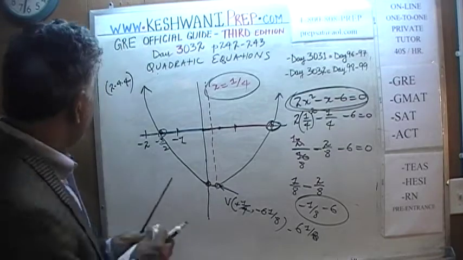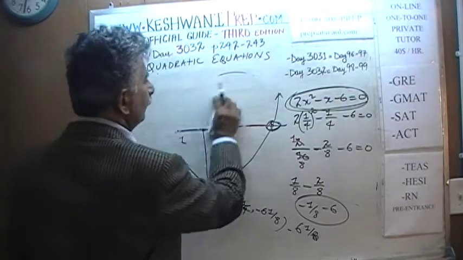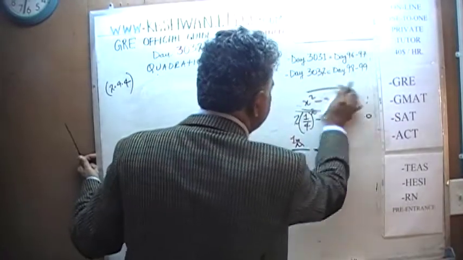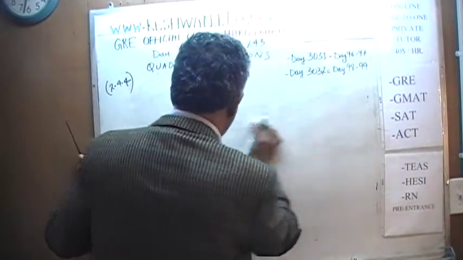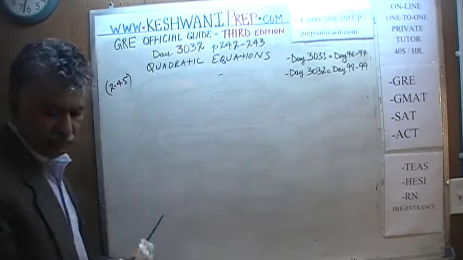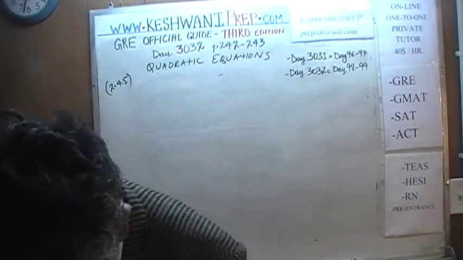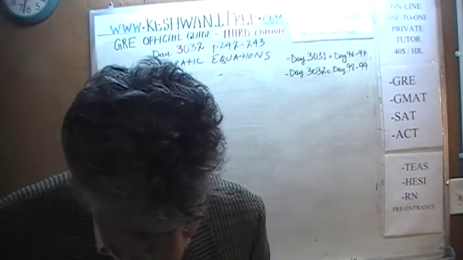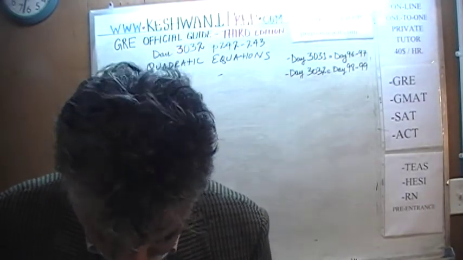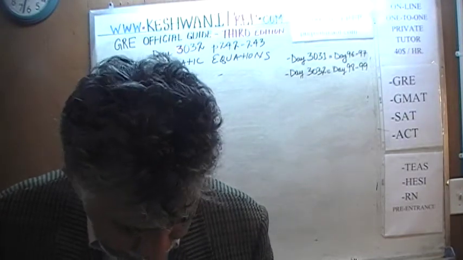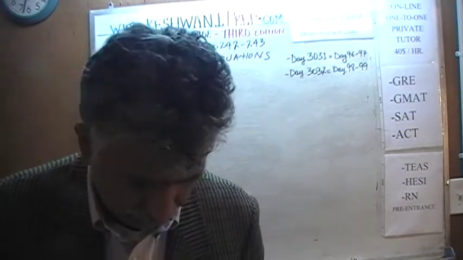Let's do the last one, enough of the talk. We're not going to go into the same thing in the last one, okay? That gets to be too insane. The last problem, 2.4.5, is... what the bloody hell is it?